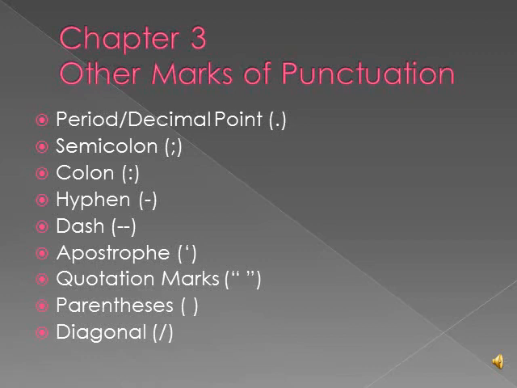The different punctuation marks that we will talk about this week include the period or the decimal point, the semicolon, the colon, hyphen, dash, an apostrophe, quotation marks, parentheses, and the diagonal. And of course, all of these rules are also explained in our textbook as well as the AHDI Book of Style.